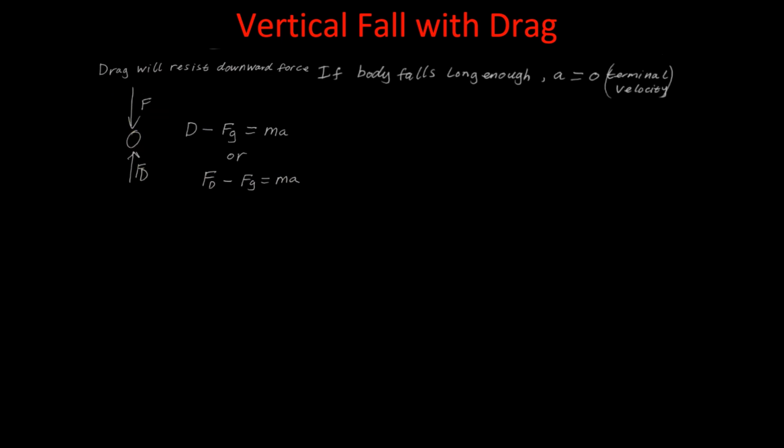Now, if the body falls long enough, this means its acceleration can cancel. When the acceleration downwards, the 9.8 meters per second squared from gravity, is balanced by the drag force, then your acceleration ceases. We call this point terminal velocity. And to find the terminal velocity, you essentially set your acceleration to 0.